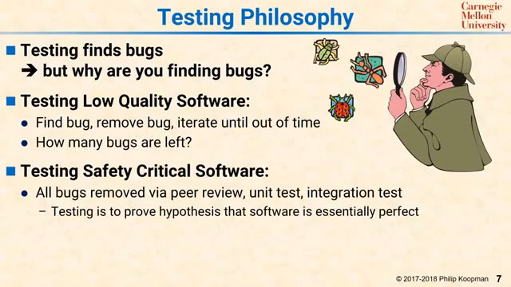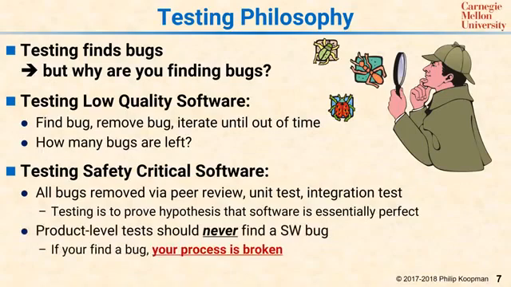The purpose of testing is not to find and remove bugs. It's not about debugging. Rather, the purpose of testing is a quality check on all the design processes you used. You hope that all bugs have been removed via peer review, unit test, integration test, and all those other things. So by the time you get to system testing, you should not be finding any bugs at all. The system test is to prove the hypothesis that the software is basically perfect. Product level tests in a high critical or high dependability embedded system should never find a software bug.